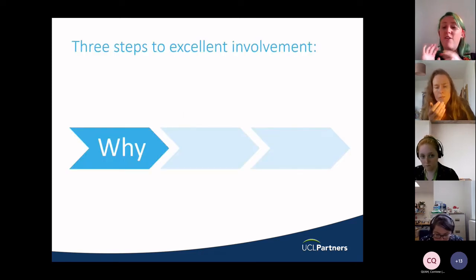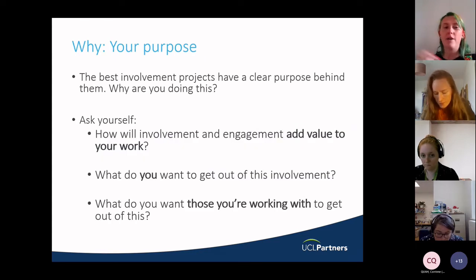So there are 3 steps to excellent involvement, and if there is only one thing you take away from today, I hope it's these 3 steps. The first step is this idea of why. So what is your purpose? Why do you want to do patient and public involvement? The best involvement projects have a really clear defined purpose right from the start.